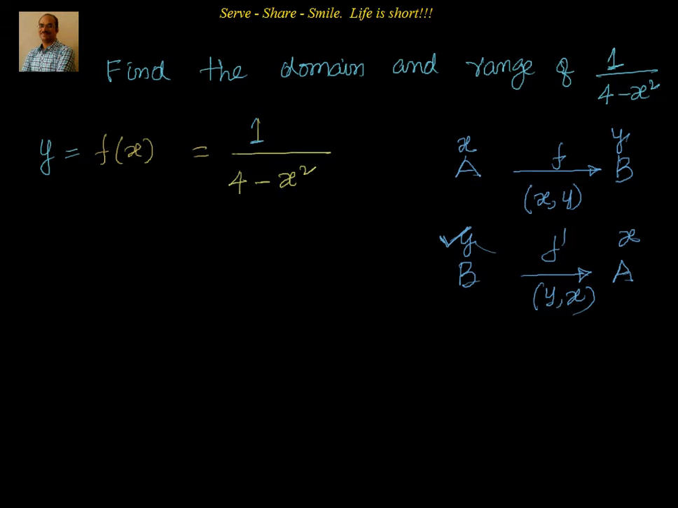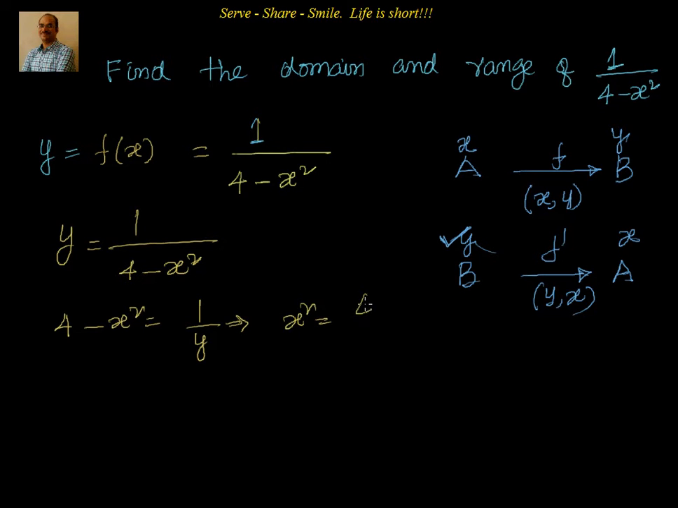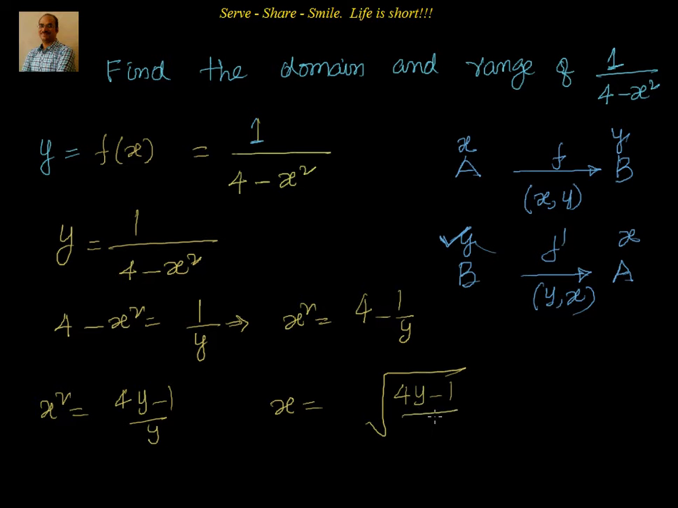Now how to do that is pretty simple. What we do is we take y equal to 1 by 4 minus x square, and we try to find out the x value from here, and then we switch x to y. We switch x to y so that we can go to the domain of the inverse function, and there we'll find out which values can be given to x. I'll repeat again. We'll take y equal to 1 by 4 minus x square. Let me show it to you. 4 minus x square equal to 1 by y, or can I write down x square equal to 4 minus 1 by y, or x square equal to 4y minus 1 by y, or x is equal to square root of 4y minus 1 by y.